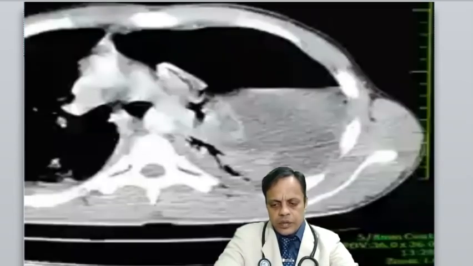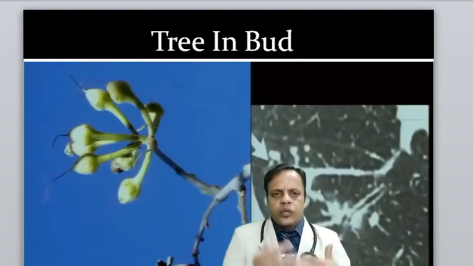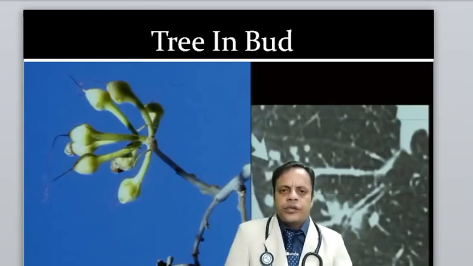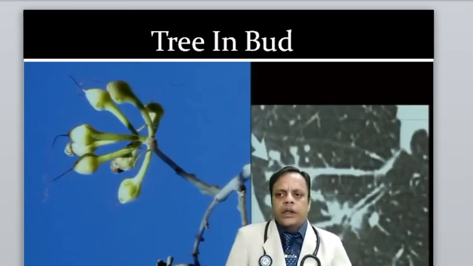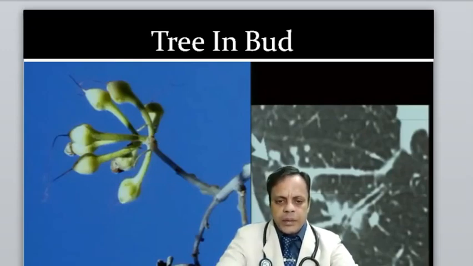Okay, so let us proceed towards some patterns which are most commonly seen in the HRCT or high resolution CT scans. Important thing is that in HRCT we have to recognize these kinds of patterns. These are specific for some kinds of pathology, like tree in bud. You can see these are tree in bud. You will see in CT these opacities are like tree in bud.